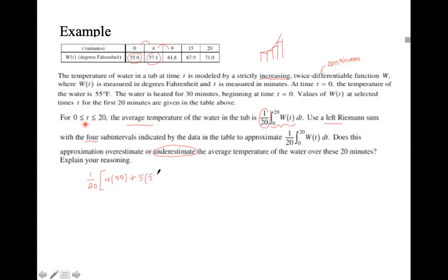And again, remember, one thing to look for is if you're doing a left, you're going to leave off the last number. If you're using a right, you're going to leave off the first number. I think that's helpful to notice. Next one, we're going from 9 to 15, so that width is 6. And our left endpoint is 61.8. And our last one, we're going from 15 to 20. So we have 5 times 67.9.